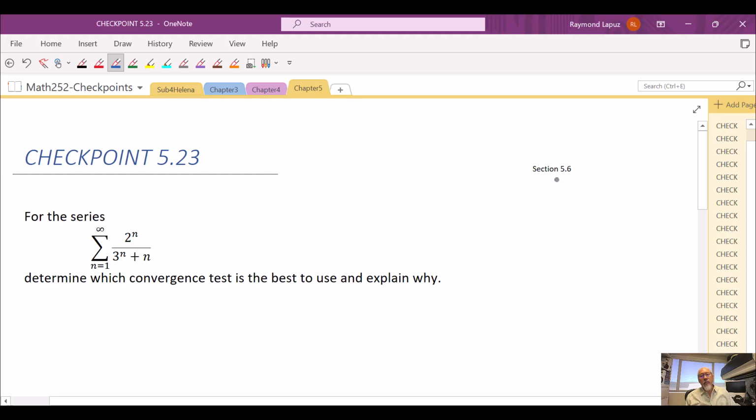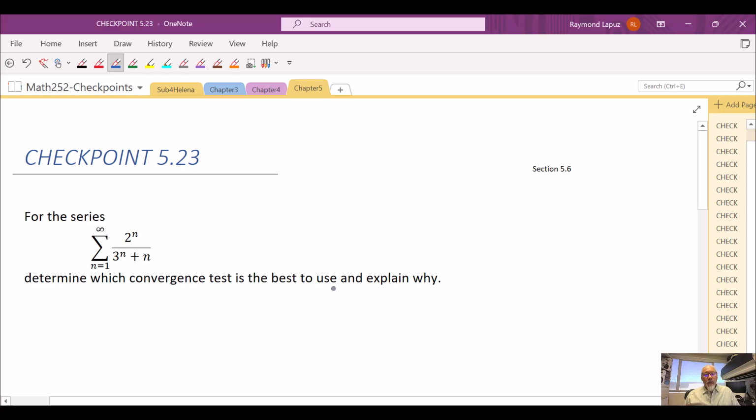In this video we will be doing checkpoint 5.23. This is coming from section 5.6, the ratio and root test. It's actually a summary of all the tests at this point. This particular question is asking for the series, the sum as n goes from 1 to infinity of 2 to the n divided by 3 to the n plus n. Determine which convergence test is best to use and explain why.